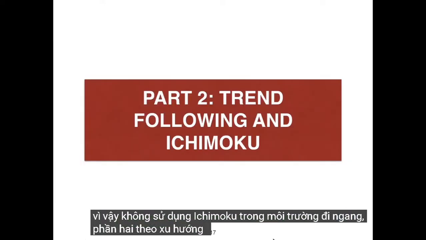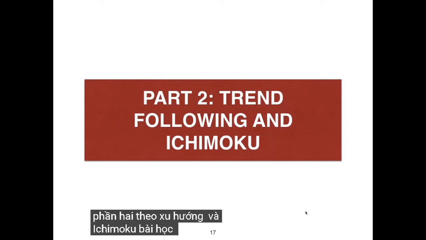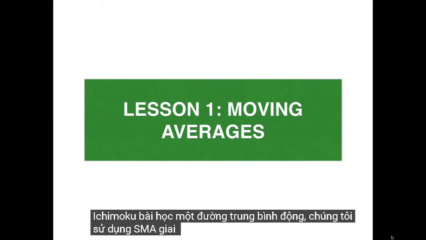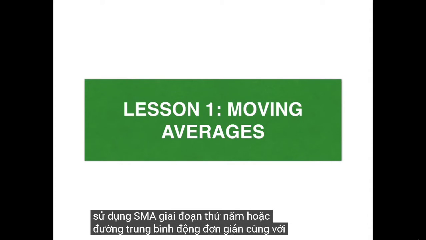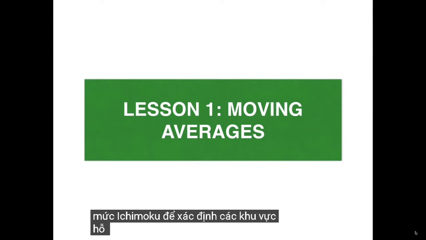Part 2, trend following and Ichimoku. Lesson 1. Moving averages. We use the 50-period SMA, or simple moving average, along with Ichimoku levels to determine the areas of strong support and resistance.